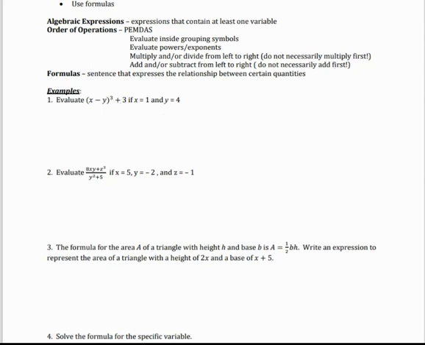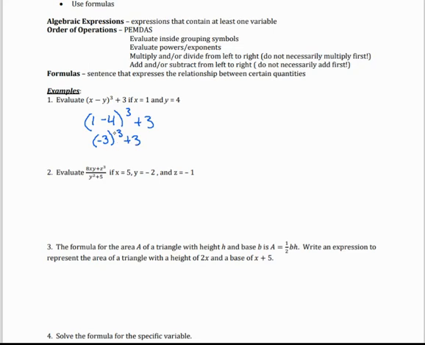So let's look at an example of an expression that we're going to evaluate. So we have x minus y all cubed plus 3. And it tells us what x equals and y equals. So we're going to literally just substitute that in. So we have 1 minus 4 all cubed plus 3. Okay, 1 in for x, 4 in for y. And now we do our order of operations. So I see some parentheses here. That means we'll have negative 3 cubed plus 3.